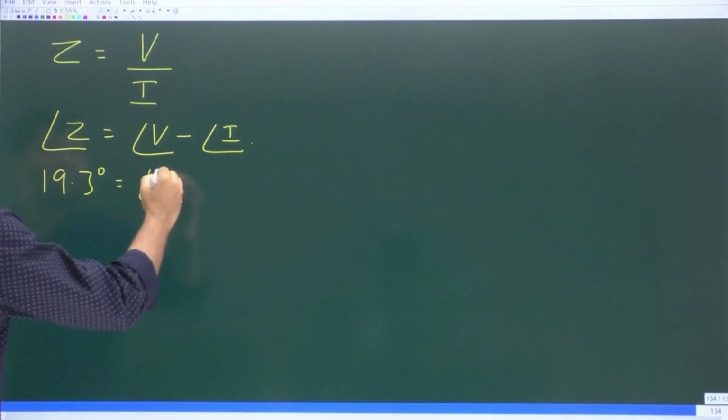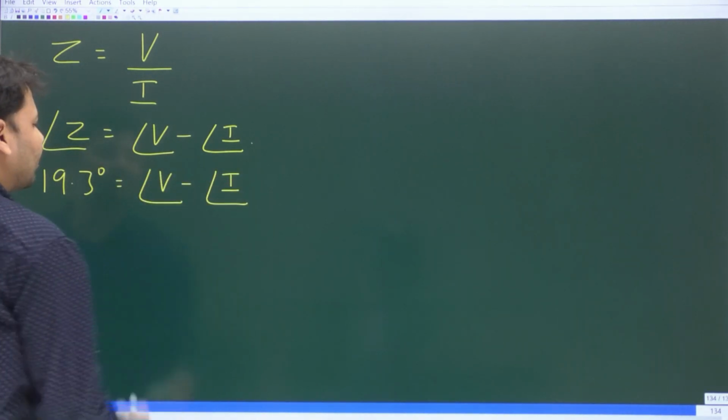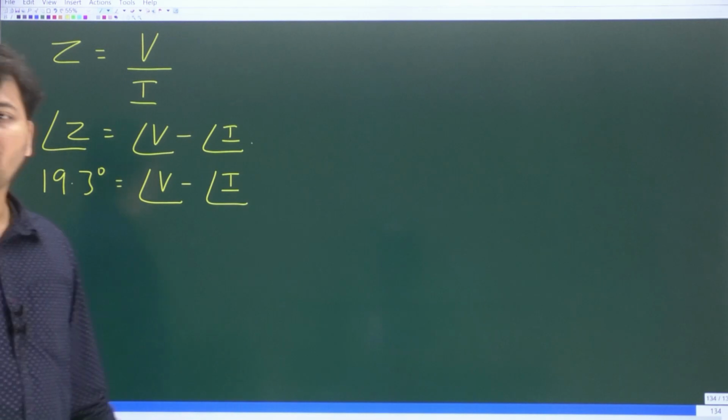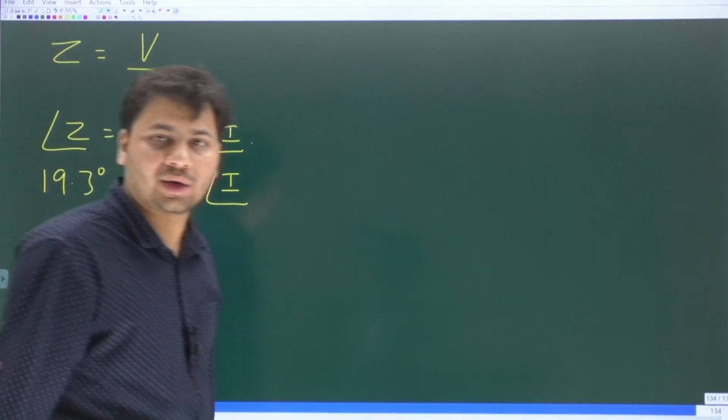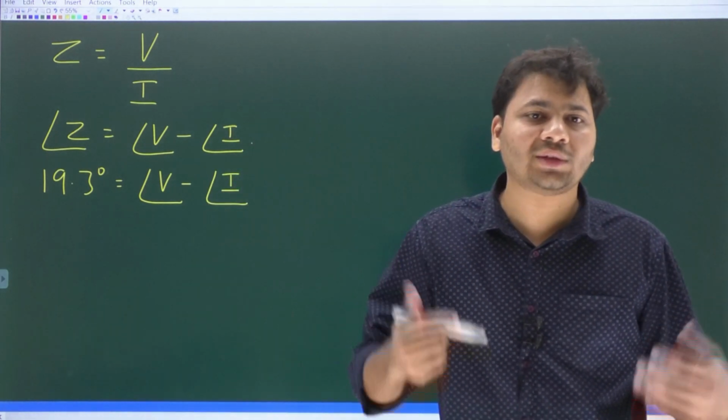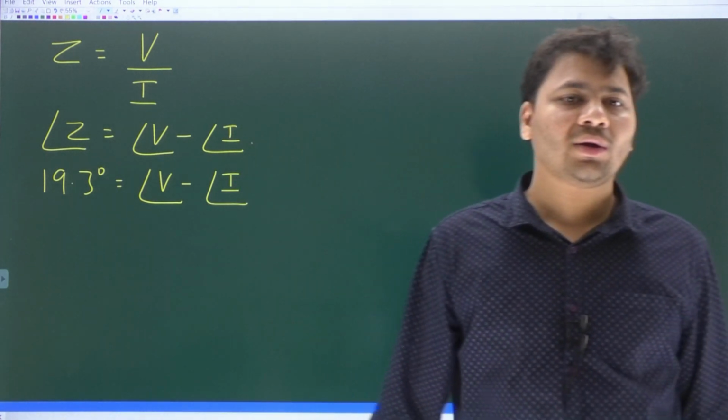19.3 degrees, and this is equal to what? The phase difference between voltage and current. So the phase difference between voltage and current is plus 19.3 degrees. So that means what? Voltage leads current. For which element will voltage lead current?